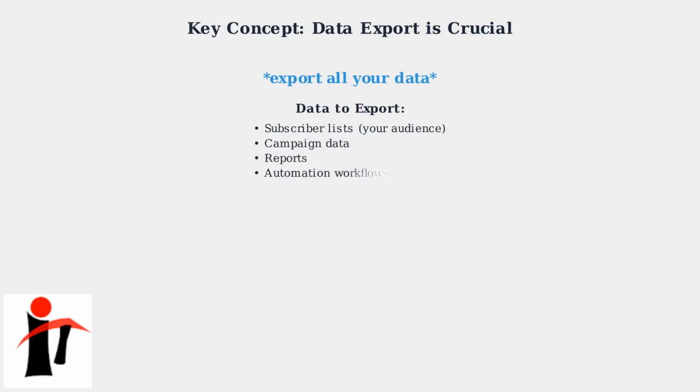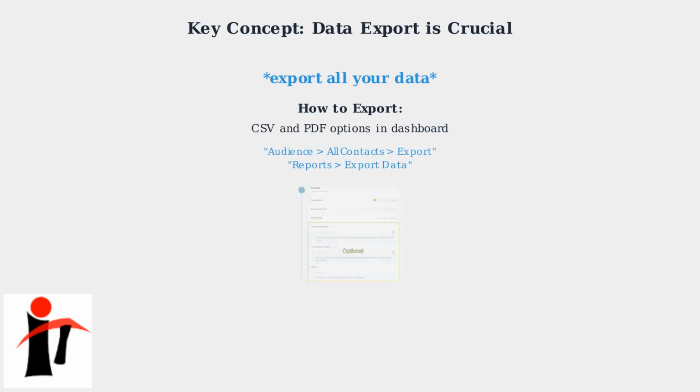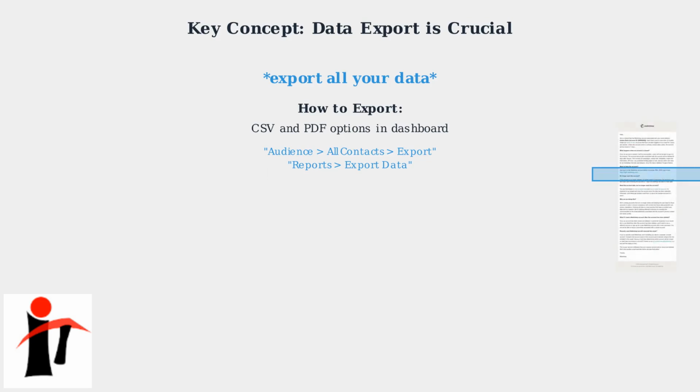Export these key data types: subscriber lists, which form your audience, campaign data, reports, and automation workflows. Mailchimp provides CSV and PDF export options in your dashboard. Find exports under Audience, All Contacts, Export for subscriber lists and reports, Export data for campaign reports. Mailchimp also sends reminders via email with links to export your data before account closure. Remember, data export is crucial and non-negotiable before account deletion.